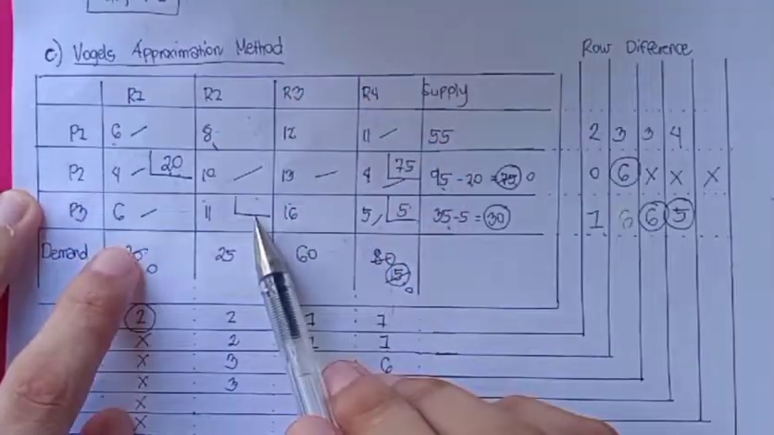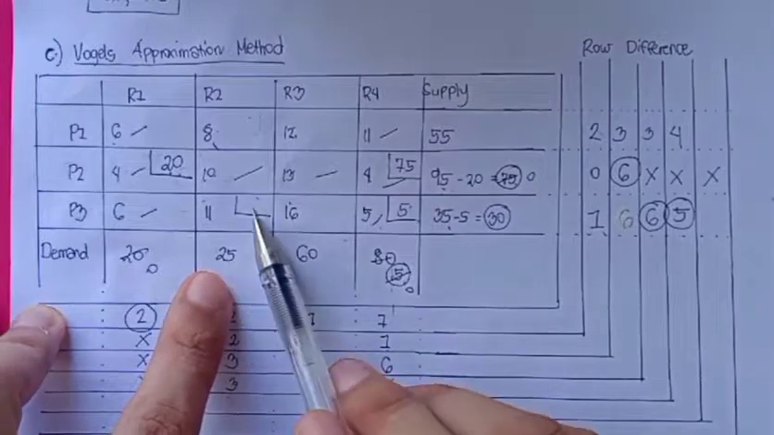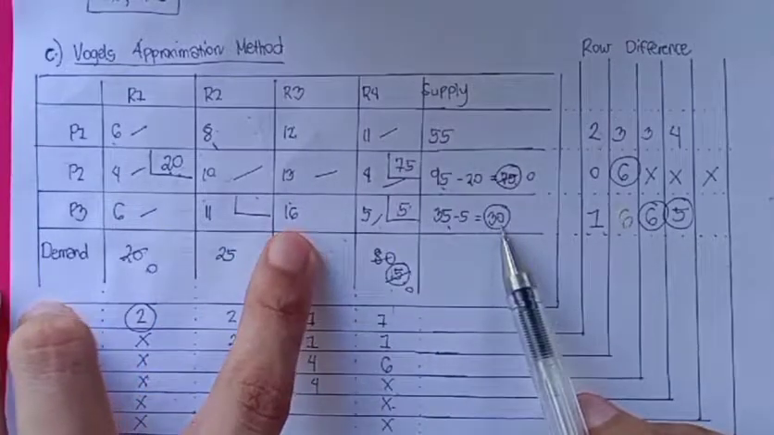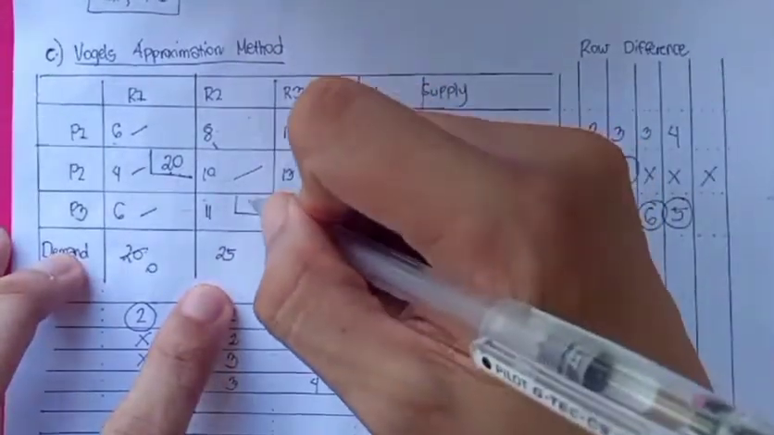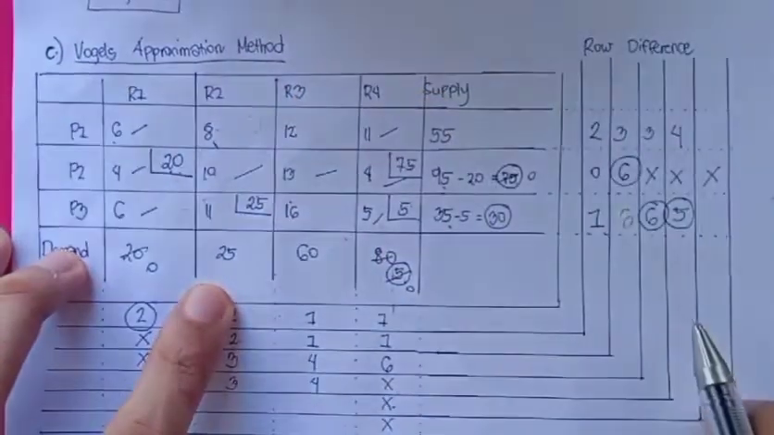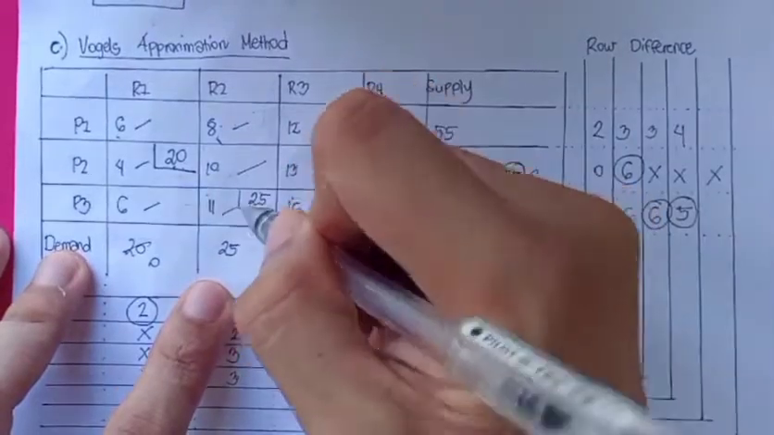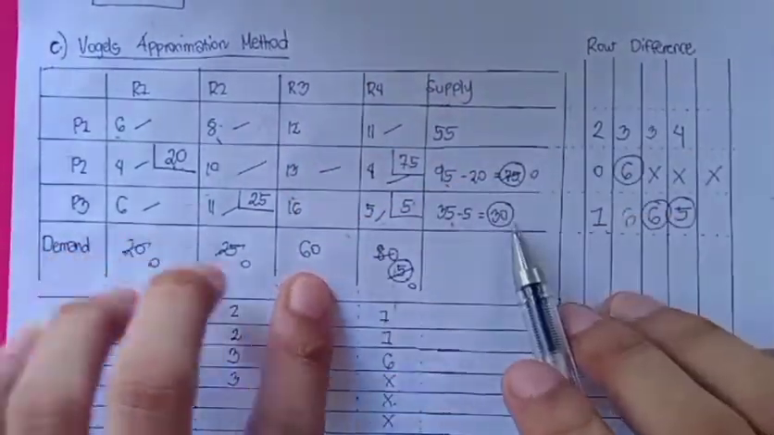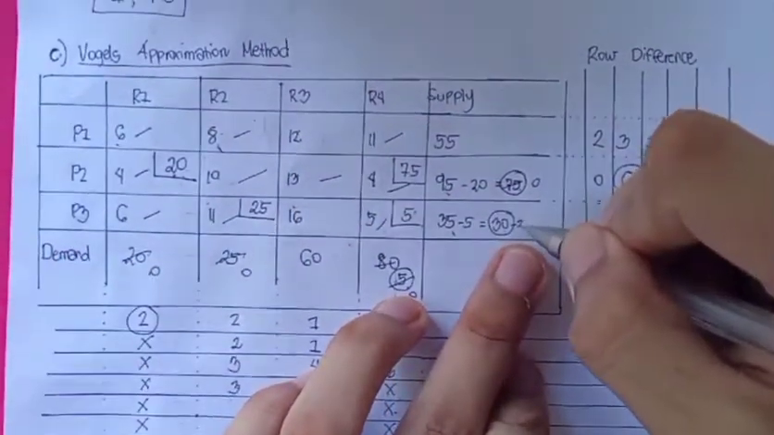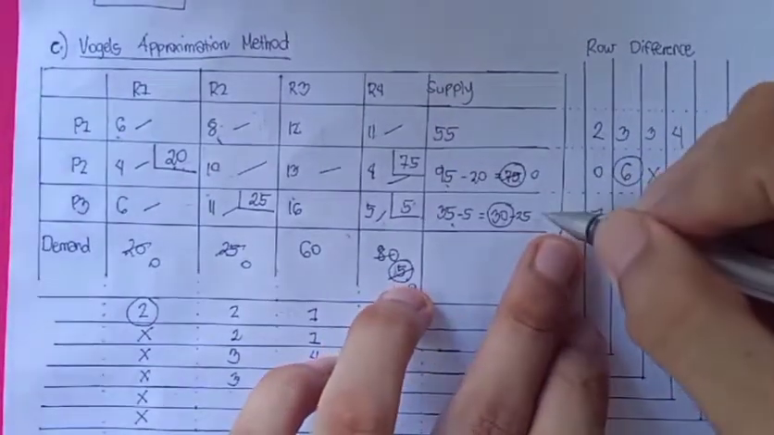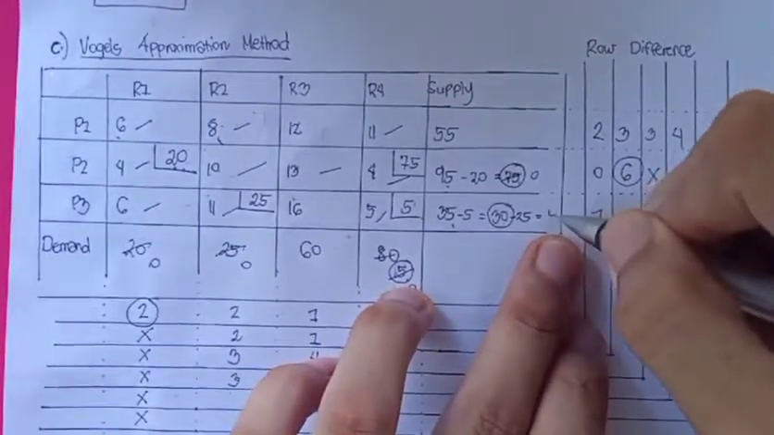In this cell, the demand is 25 and the remaining supply is 30. So the minimum is 25. So we will allocate 25 here in P3R2, and this column is satisfied. And we will deduct 25 here in third row. So the remaining supply is 5.